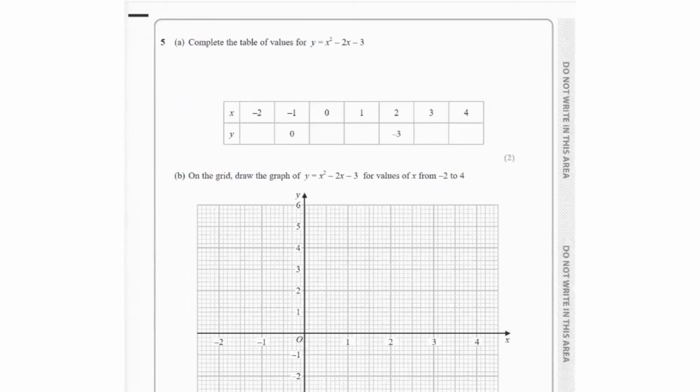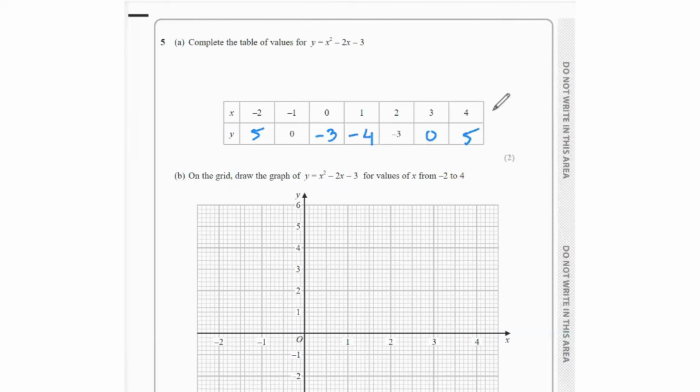Then it says, complete the table of values for y equals x squared minus 2x minus 3. Simple question, you just have to substitute the values of x from the table to get the corresponding y values. So when you put x equals -2, you should get 5. When x equals 0, it should give you -3. x equals 1 should give you -4. x equals 3 should give you 0. And lastly, x equals 4 gives us 5.